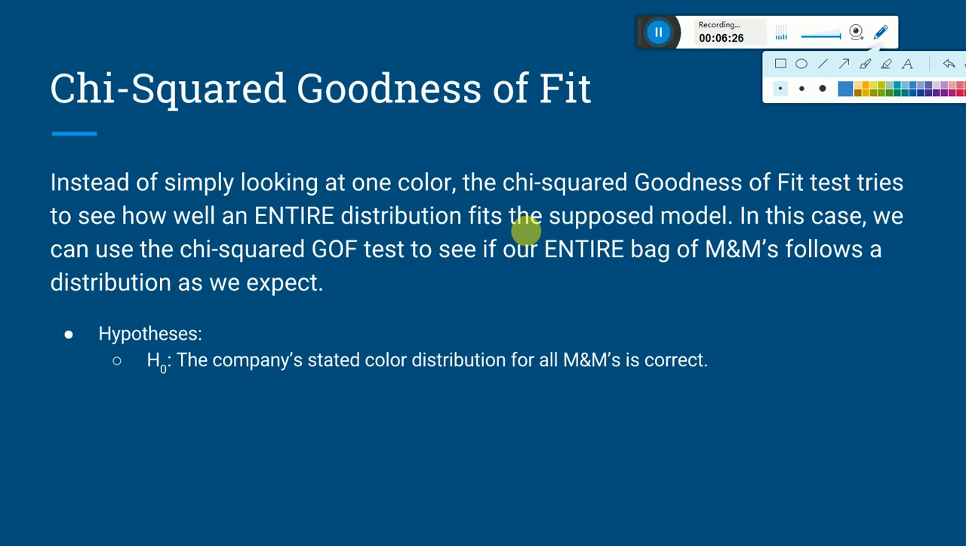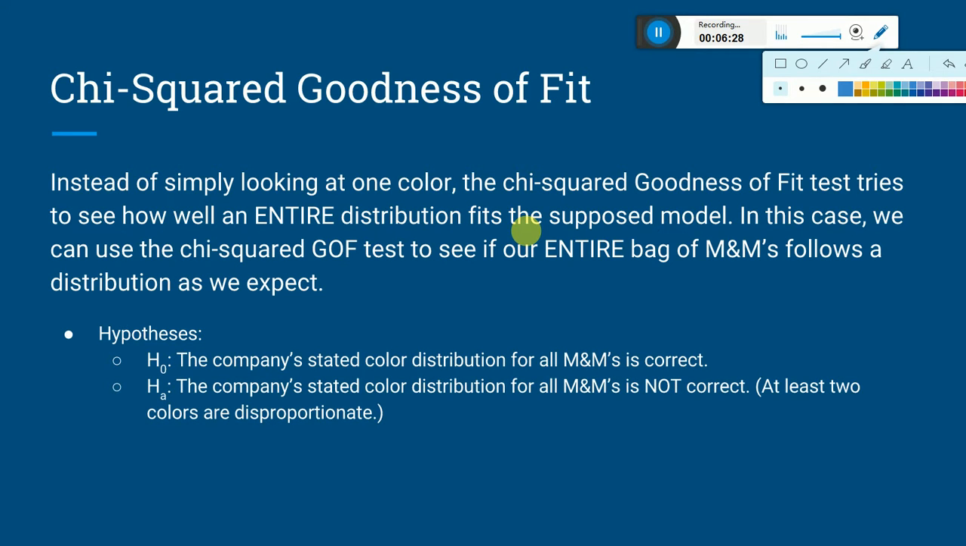And then for our alternative, we will switch that up by saying something like the company stated color distribution is not correct. Another way to say that is at least two of the colors are disproportionate. And again, the type of test that we're going to do for this type of problem is our chi-squared goodness of fit test.